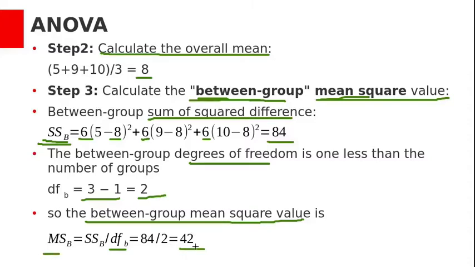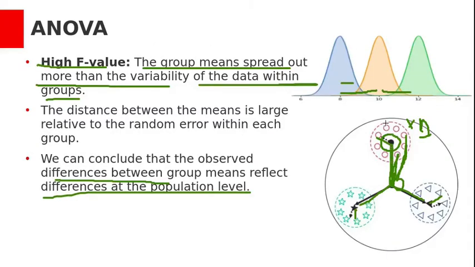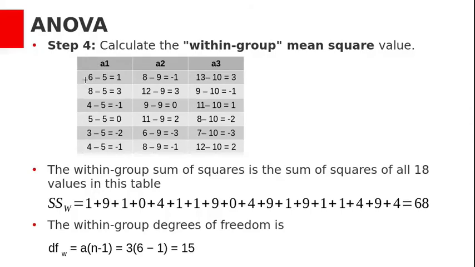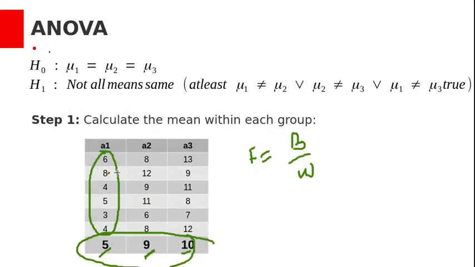And again, we need to calculate the within group mean square value. Within group mean square value means you have to calculate the deviation from the group mean to all other observations. So let's do that. Here the first observation is 6. You have to take the difference from the mean of that group, that is 1. Again, the second observation is 8. You have to calculate the difference from the mean of this group. Like that, you take the difference from the group mean for all the observations.